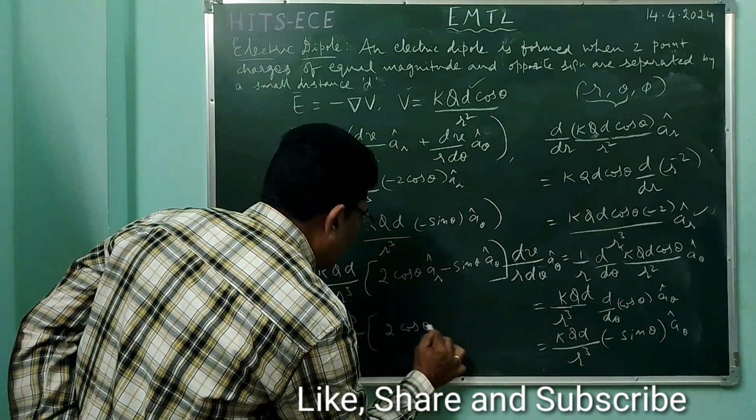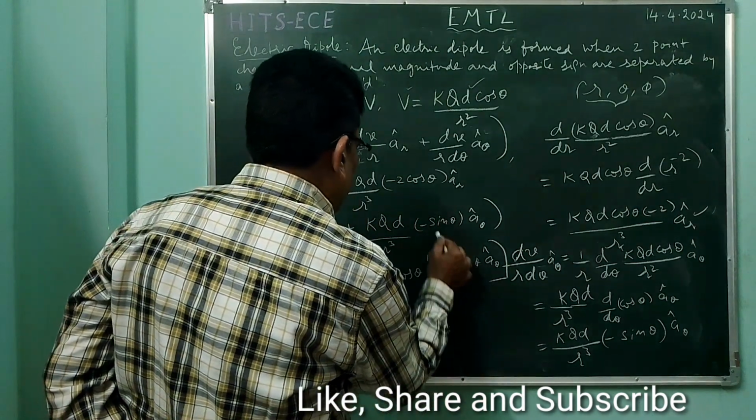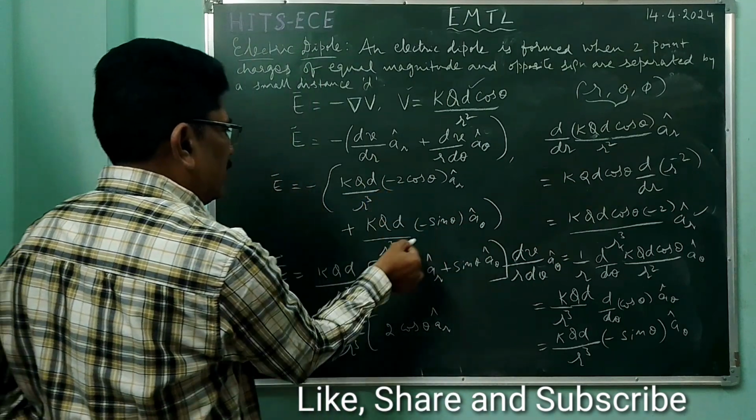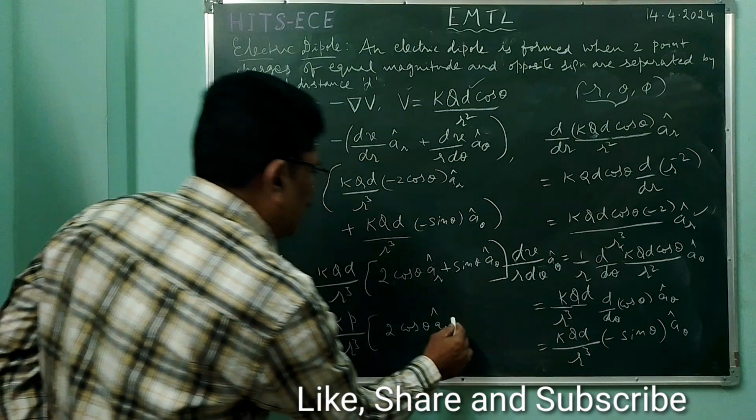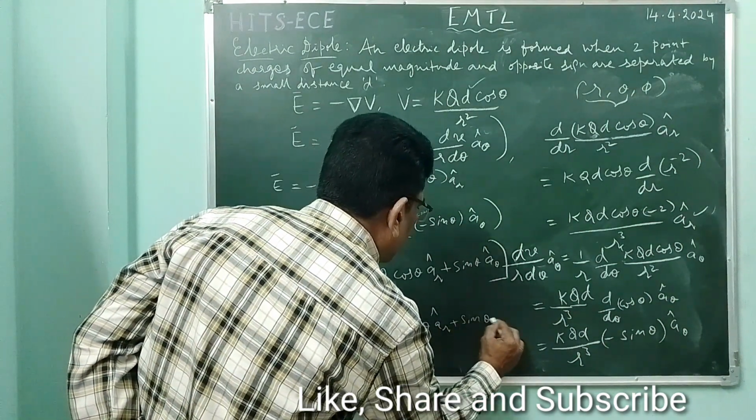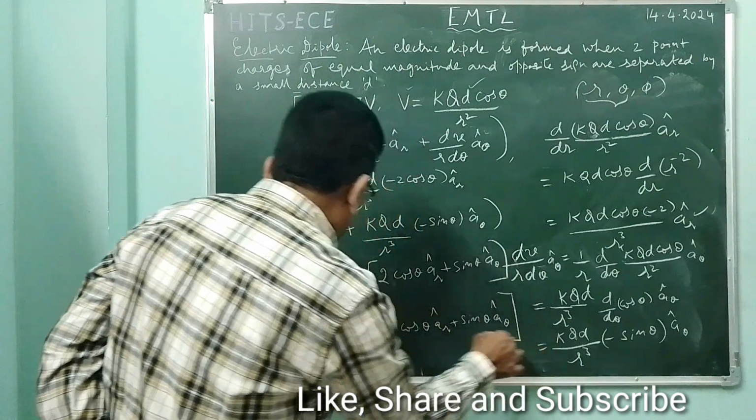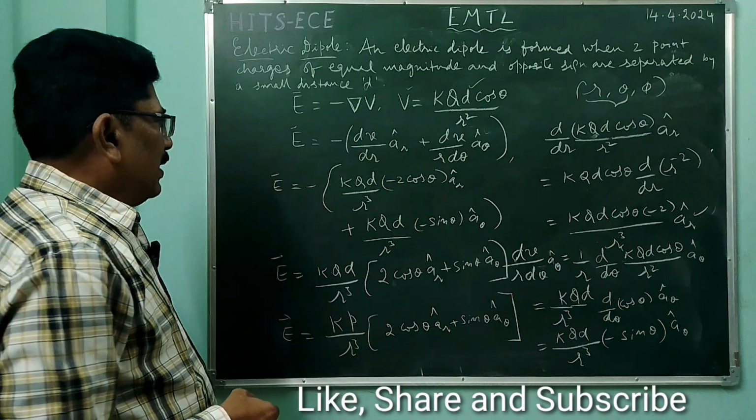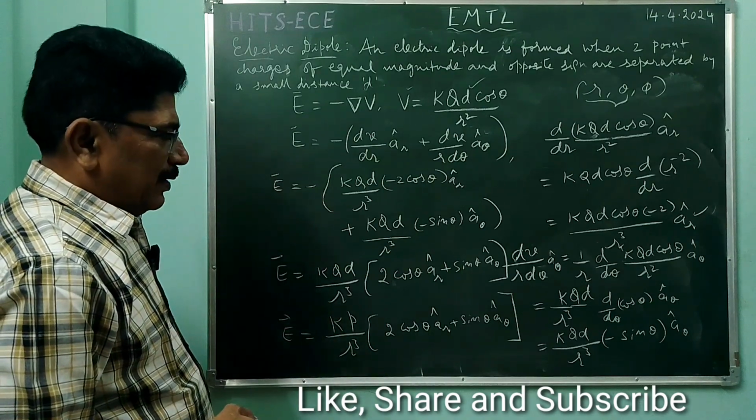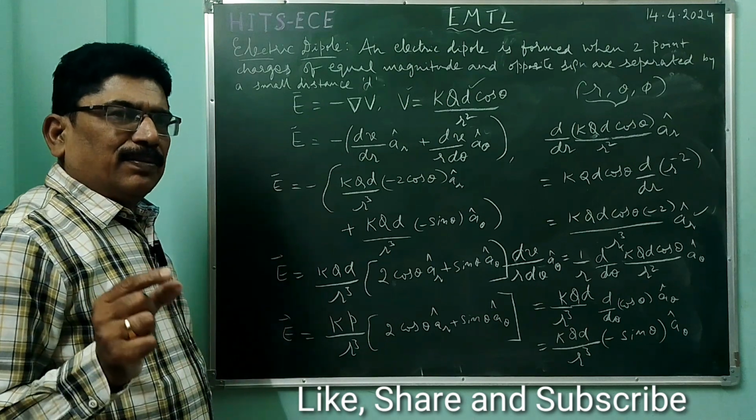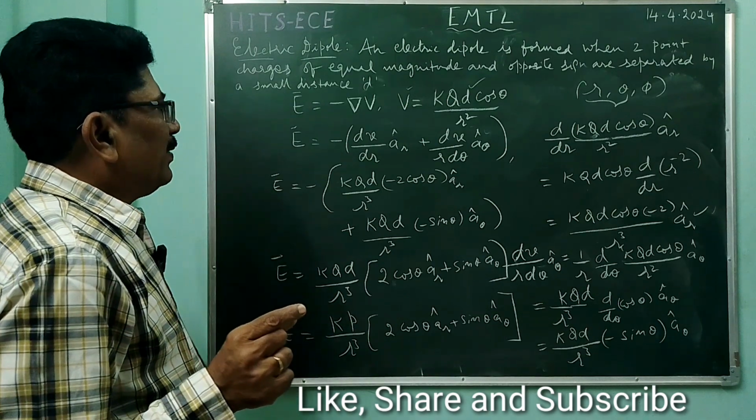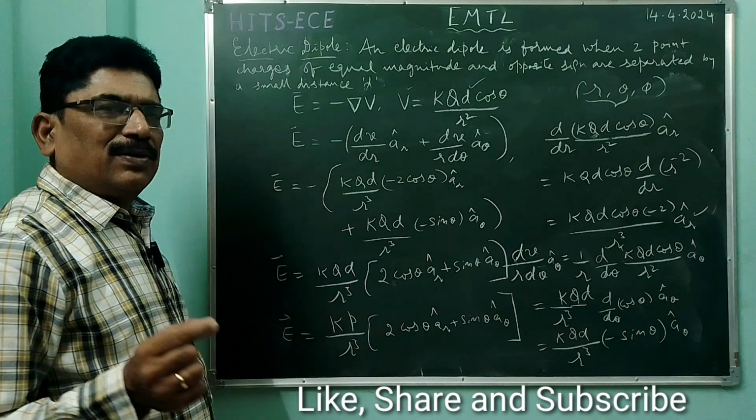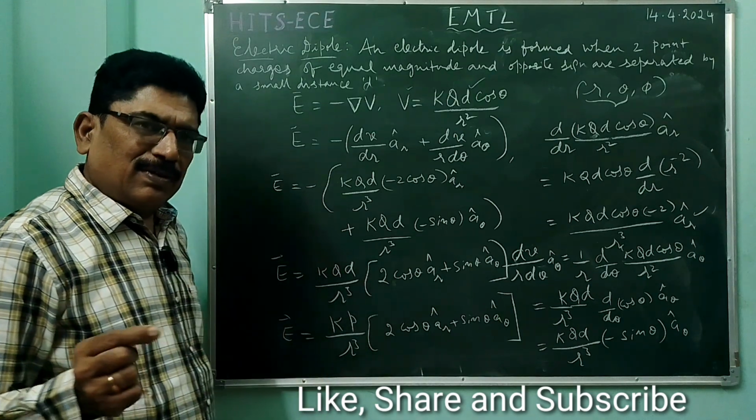2 cos theta a r cap, here it is plus. If I open the brackets, minus into minus 2, minus into minus 1, so we will get plus here: a r cap plus sin theta a theta cap. So the electric field for a dipole is inversely proportional to r cube and the voltage inversely proportional to r square. For a monopole, that is for a point charge, the electric field is directly proportional to 1 by r square and voltage inversely proportional to r.